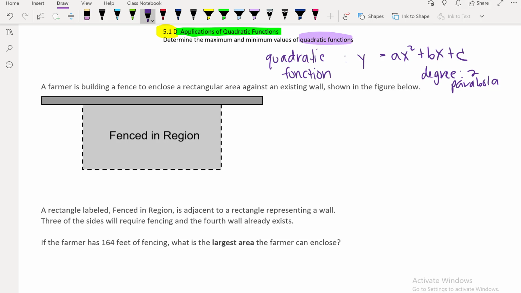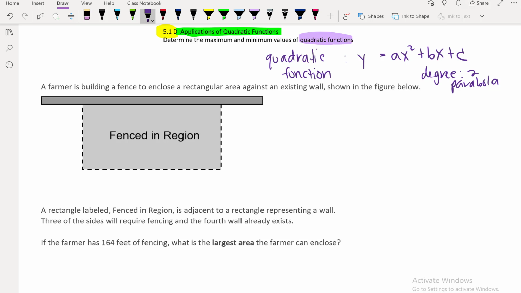It says a farmer is building a fence to enclose a rectangular area against an existing wall, shown in the figure below. So that's really nice that they give us the picture here so that we can visualize what's going on. So we have kind of like a rectangle, except we're not going to use one of the sides because there's a wall there. A rectangle labeled fenced in region is adjacent to a rectangle representing a wall. 3 of the sides will require fencing and the 4th wall already exists.